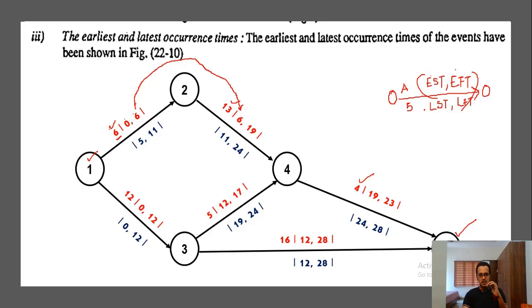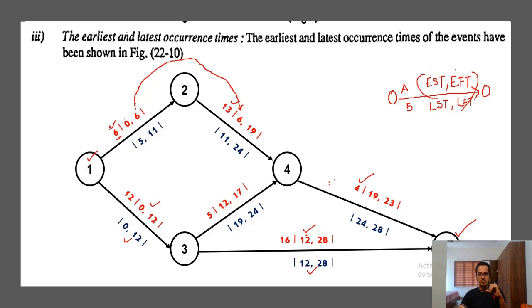So in this network diagram, you can find that here all the values are the same: 0, 12, 0, 12. And then between 2 and 5 we have 30, 12, 28, 12, 28.